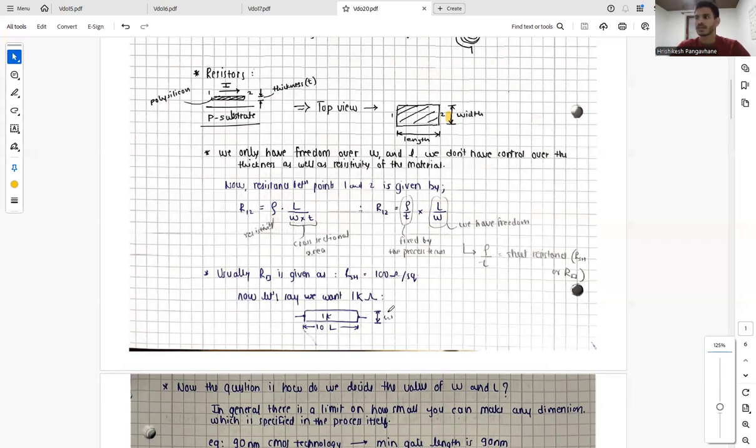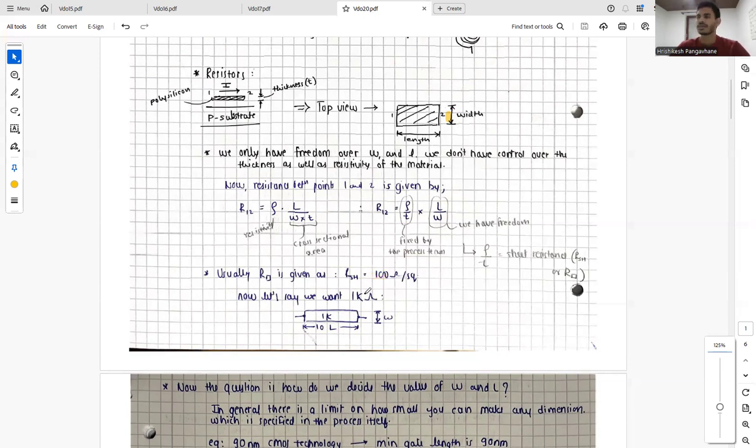Let's say we have to make a resistor of 1 kilo ohm. We are given a sheet resistance per square, and to make it we consider width 1 and length 10 times 1. So we are using 10 squares, and thus we can make a resistor of 1k using an L by W ratio of 10. When we multiply it with sheet resistance, we get 1k.